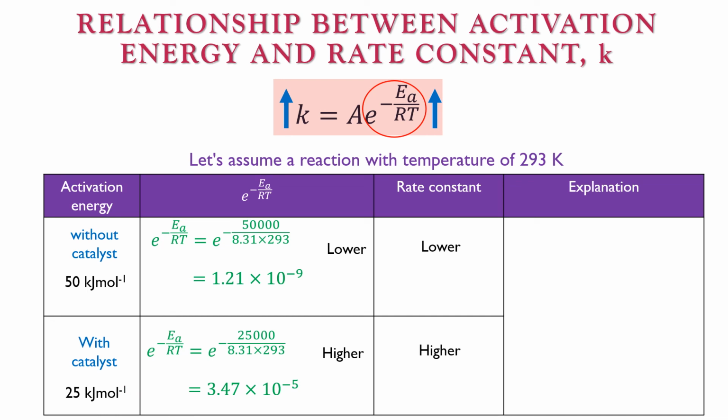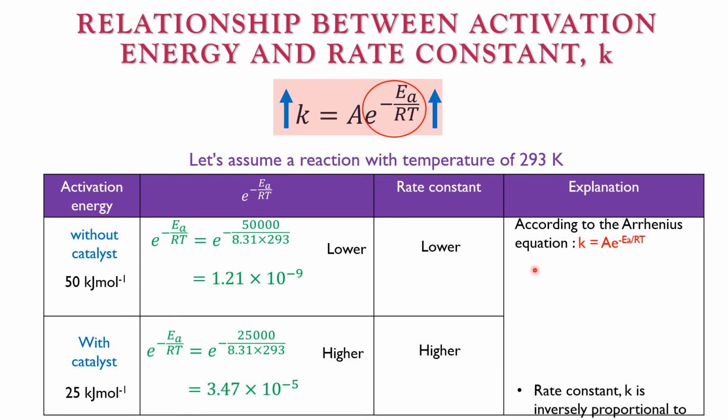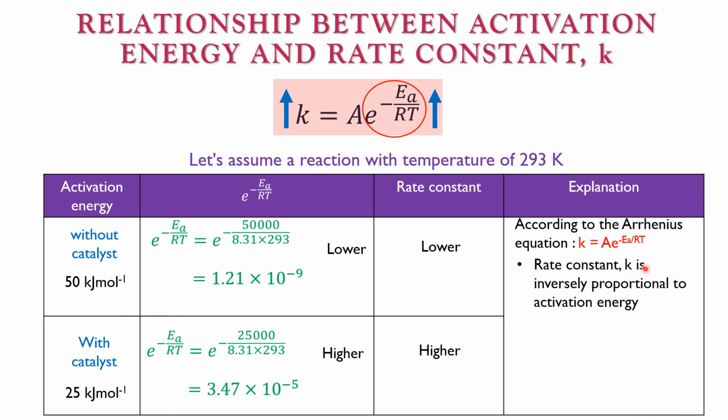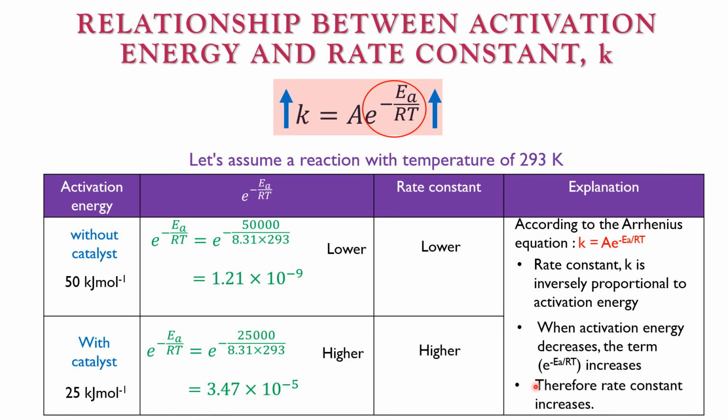The explanation of relationship between activation energy and rate constant will be like this. According to the Arrhenius equation, this one, rate constant K is inversely proportional to activation energy. When activation energy decreases, the term exponent negative EA over RT increases.